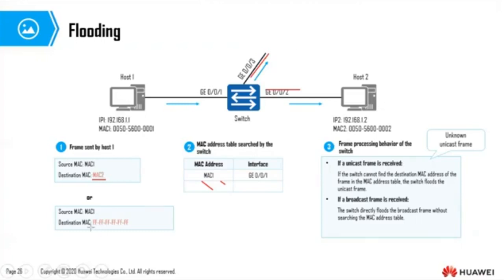Number 2 is if the destination MAC address is all Fs. So meaning it's a broadcast.